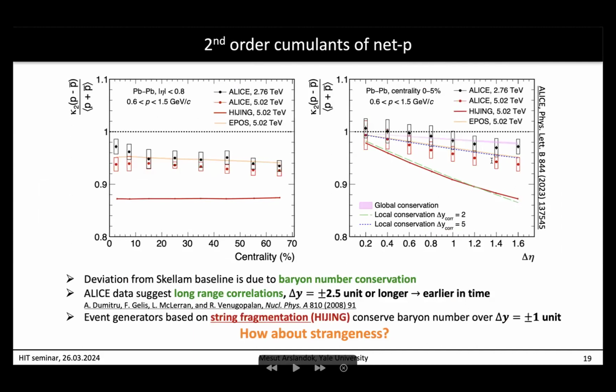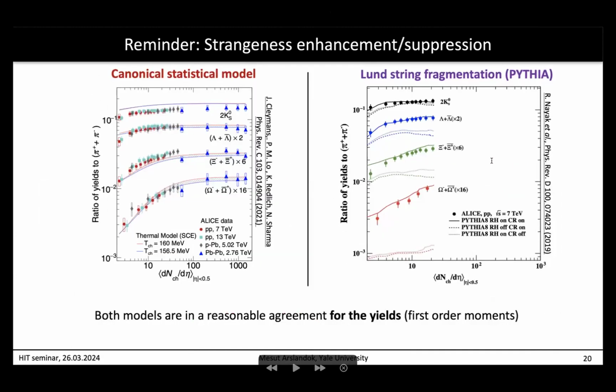And then, this is what I have shown. And the second thing, for example, from baryon number, I make the conclusion that the baryon number is conserved in the long range. And then we can look at strangeness. These are just two different ways of looking at the data in terms of hadronization. So one can look at Lund string fragmentation and look at the particle ratios as a function of multiplicity, or you can look at them in view of the canonical statistical model, so enhancement or suppression logic. So for the first moments, which means for the mean of these distributions, you're kind of able to describe it.